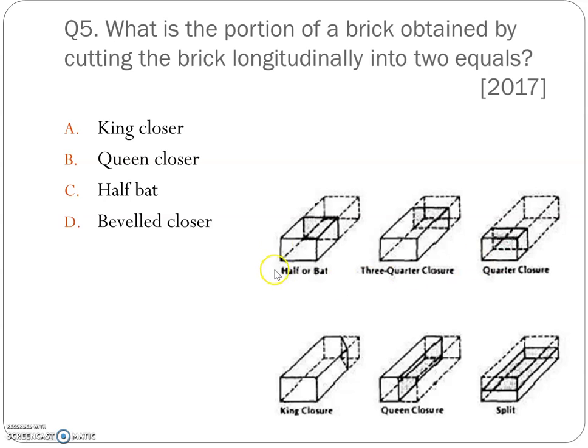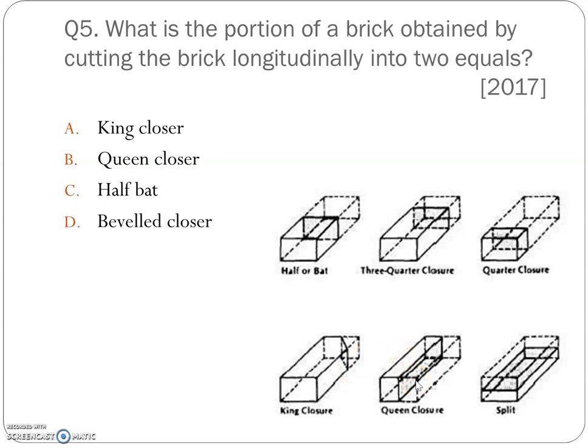So in the figure itself, it is clear, and here you can see half bat. Okay, so in the figure it is clear that it is the portion of the brick which is cut across the width. And in the king closer, what is the king closer? King closer, you can see, is obtained by cutting the brick in such a way that the width at one of its ends is half, while the width at the other end is equal to the full width. From this midpoint to the other midpoint, we are just taking that measurement and then cutting. So that is king closer.